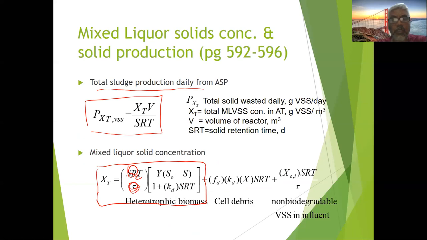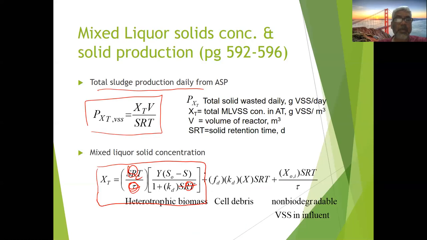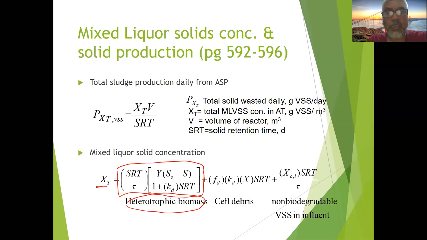And then this is also theta C. So this term is similar here, same. But if we consider total biomass concentration, the biomass does not only depend on this term, which is based on the growth of heterotrophic biomass. There will also be some concentration of biomass that decays. So we have to consider the cell debris which is also produced in the reactor, not only the heterotrophic microorganisms, but also the cell debris.